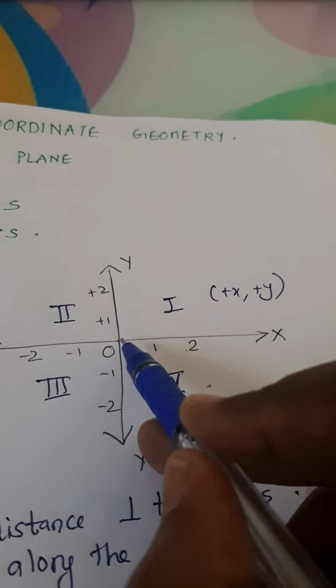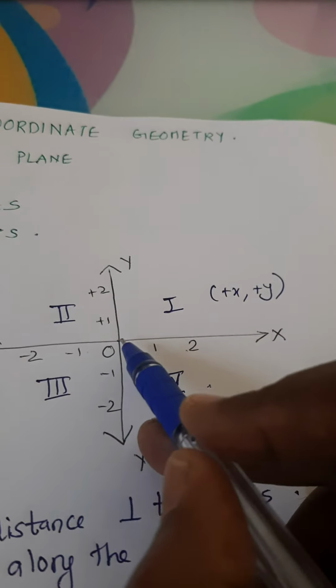Similarly, the second quadrant will have all the coordinates in the form of minus x and plus y. Third, minus x and minus y. And what about the fourth? The fourth will have plus x and minus y. So according to which quadrant a point lies in, the signs of the coordinates will also differ accordingly.